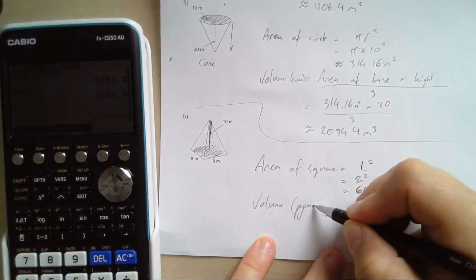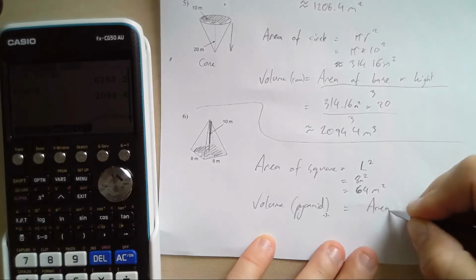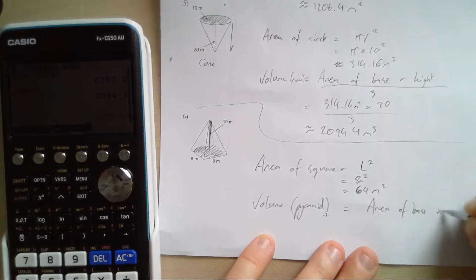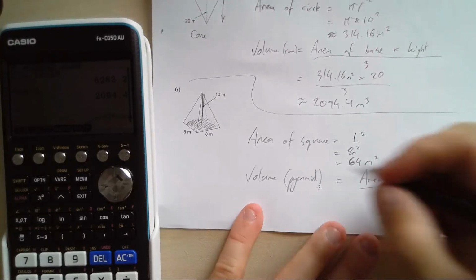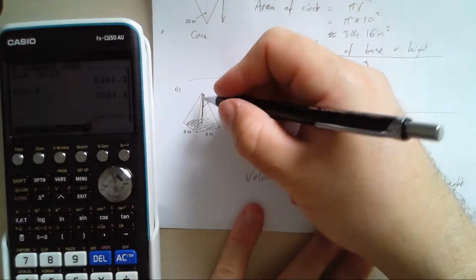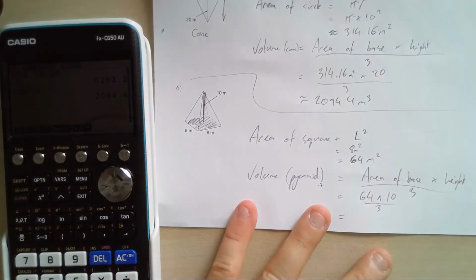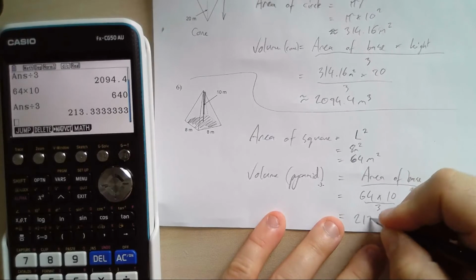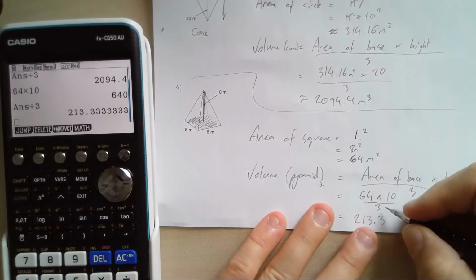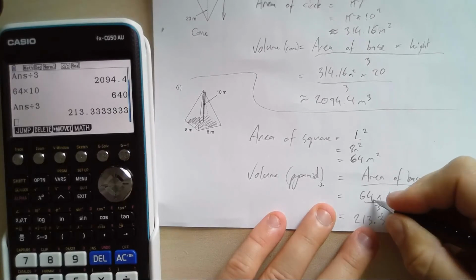Now I'm going to do volume of pyramid, which is same deal, area of base times by height divided by 3. Okay, 64 times 10 meters high divided by 3. We could almost do this in our heads. 64 times 10 is 640, divided by 3 is going to be 213.3 recurring cubic meters.